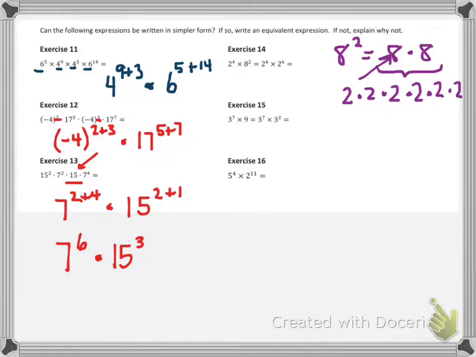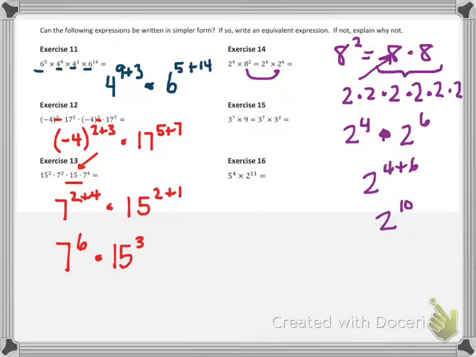So this 8 squared and this 2 to the 6th power are the same thing. 8 squared and 2 to the 6th power are the same. So I could say that I have 2 to the 4th times 2 to the 6th power, and then I could say that that's 2 to the 4 plus 6 power, which is 2 to the 10th. Okay, a little confusing there, but 2 to the 10th power is right.